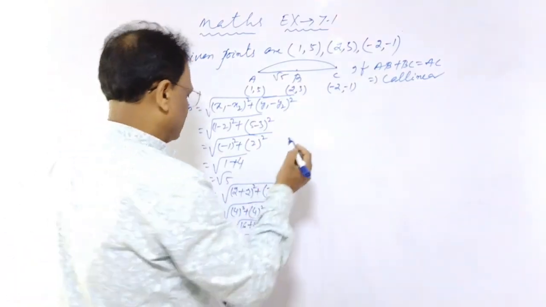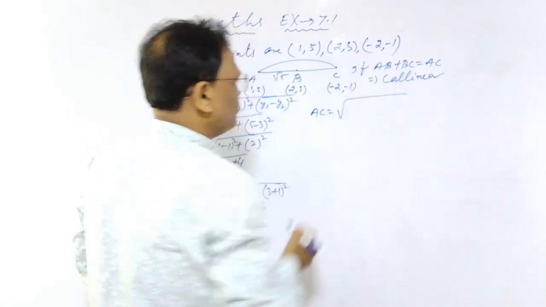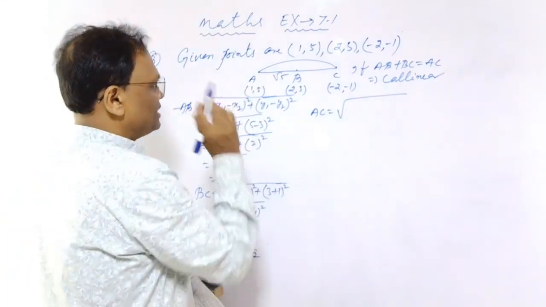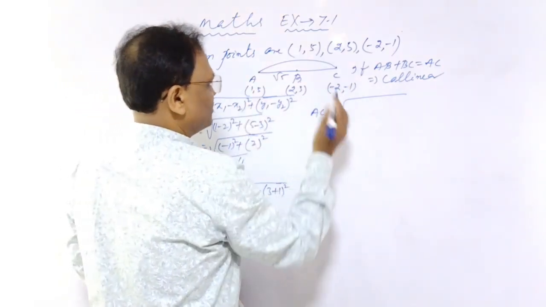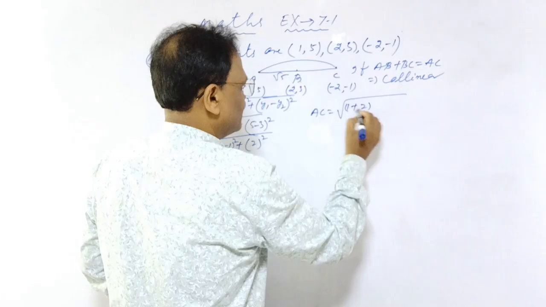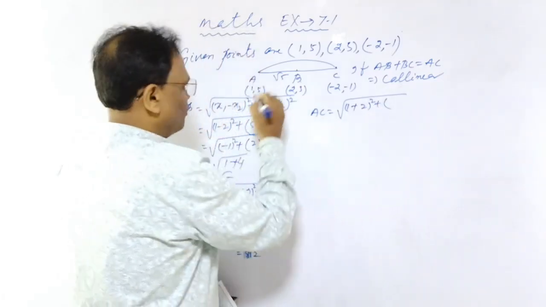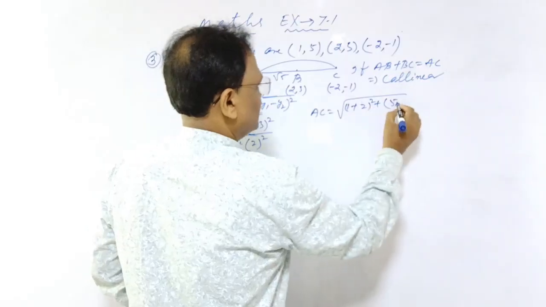Now I'll find AC. Again I need to use the same formula for AC also, with my A, this one, and C, this one. x1, y1, x2, y2. So x1 minus x2 whole square, x1 minus x2 means plus, y1 minus y2 whole square.